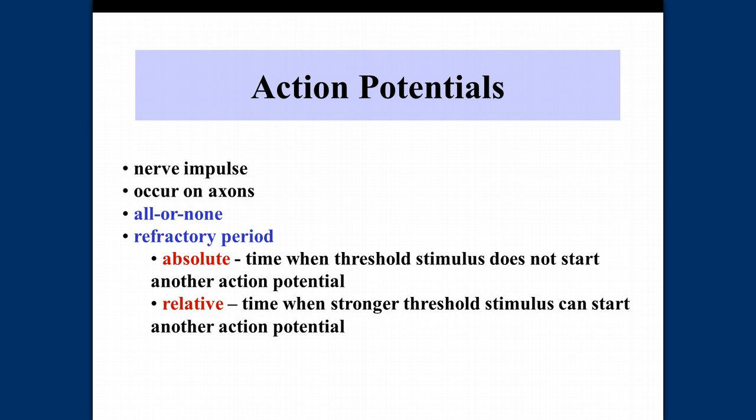They do not decrease in strength over distance traveled. Remember, we said the graded response decreases in intensity over the distance traveled. With an action potential that's generated on the axon, it does not decrease in strength with distance traveled. Remember, an axon can be very long, and it will travel the entire length of that axon with the same intensity, no matter how long that axon is.